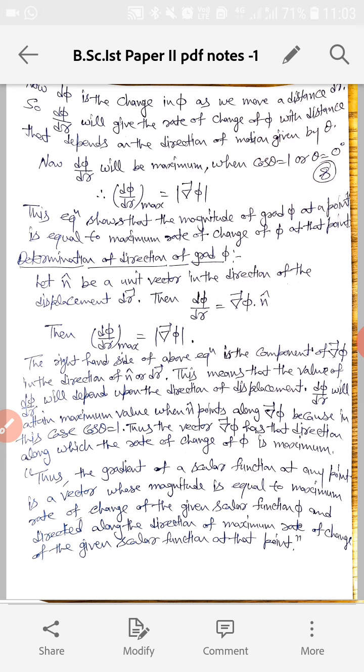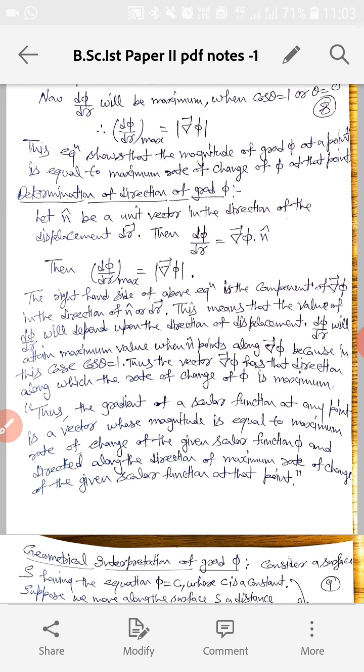Okay, but as we know, gradient of phi is a vector quantity. It has magnitude as well as direction, so both we need to define. So now we will try to define the direction of gradient of phi. Let us consider n cap be a unit vector in the direction of displacement vector dr.